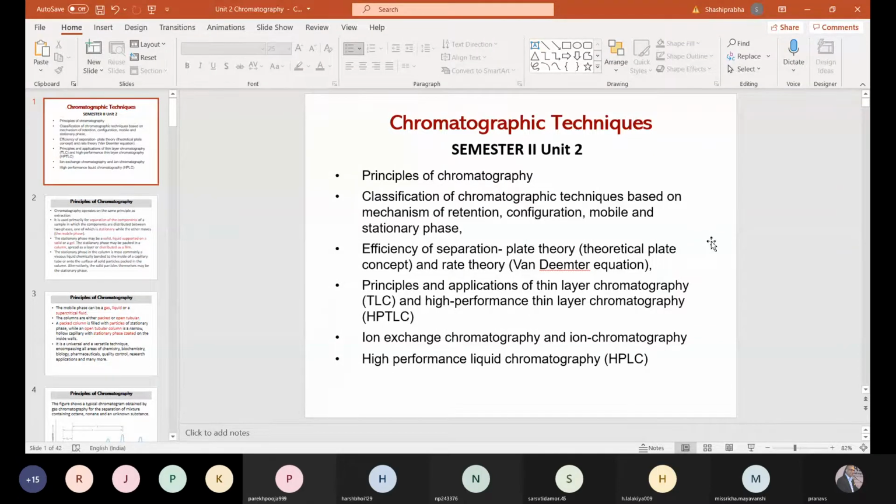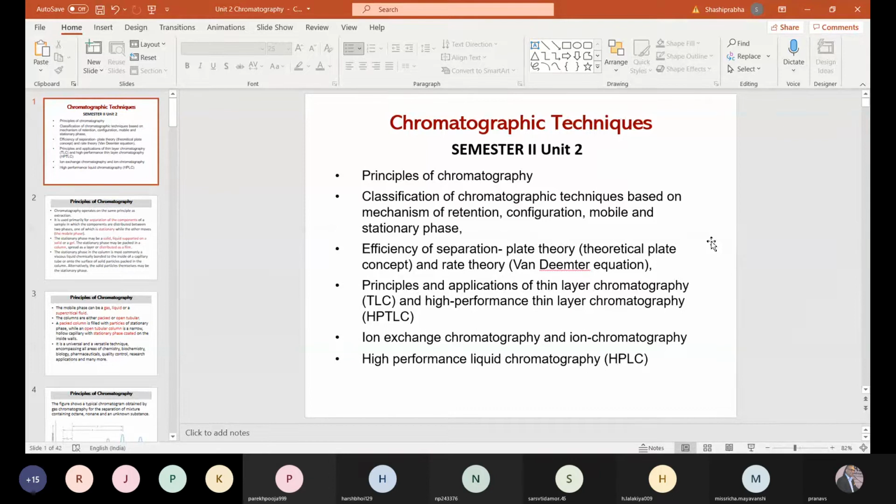Further down, we have few techniques based on planar configuration and few others in column configurations, like TLC, which is a planar chromatographic technique, and those which are done in column configuration like ion exchange or HPLC or ion chromatography, etc. In this revised syllabus, what you will find is we have introduced HPLC, which was not there previously this year, and ion chromatography. These are the two additions to the previous syllabus which we used to study.